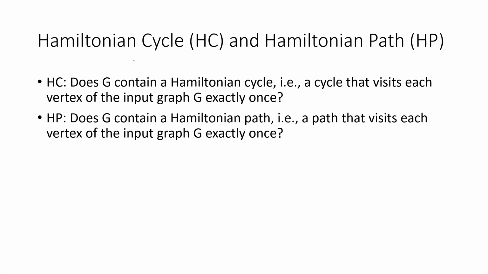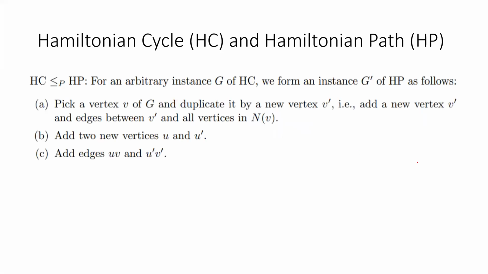And the first example is Hamiltonian cycle and Hamiltonian path. Let's first review the definition of HC and HP. A Hamiltonian cycle is a cycle that visits each vertex in the graph exactly once. And the Hamiltonian path is a path that visits all the vertices exactly once. So the only difference is a cycle and a path. Okay, so next, let's see how we can reduce between HP and HC.